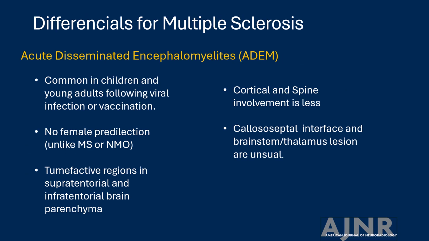Acute disseminated encephalomyelitis is another important differential for multiple sclerosis. This is common in children and young adults after a vaccination or viral infection. Unlike multiple sclerosis, it equally affects males and females and has no predilection for females. There are tumefactive regions in the supratentorial and infratentorial brain parenchyma, and the cortex and spine are less involved. Also, callosal-septal interface and thalamic lesions are not uncommon.